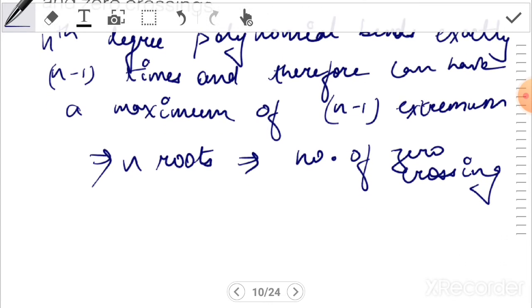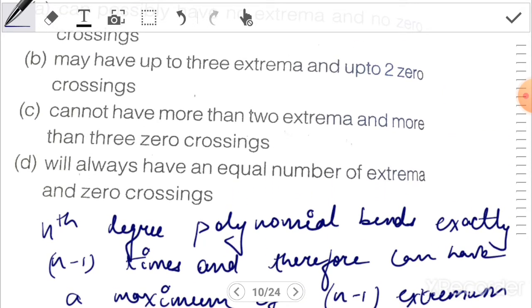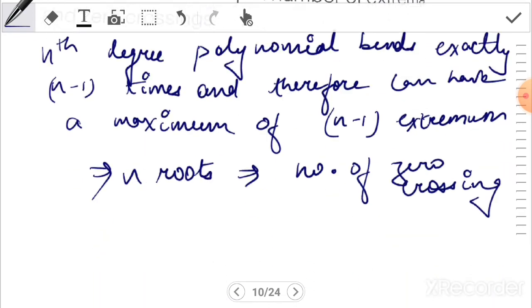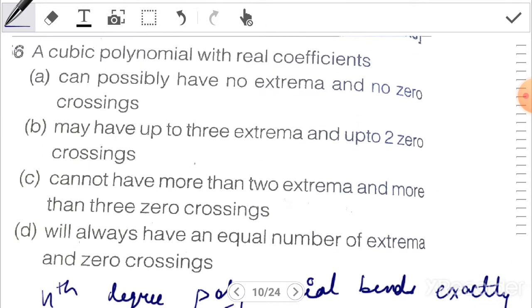So a cubic polynomial of degree 3 cannot have more than 2 extrema and cannot have more than 3 zero crossings. Okay, so answer is C. Cannot have more than 2 extrema and cannot have more than 3 zero crossings. Okay, clear?